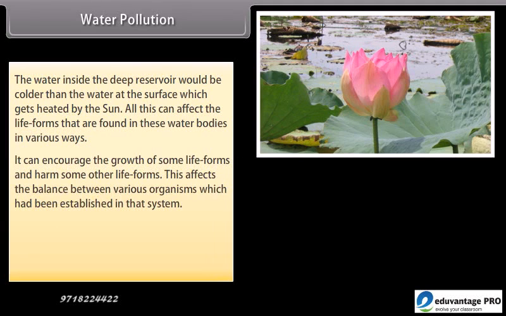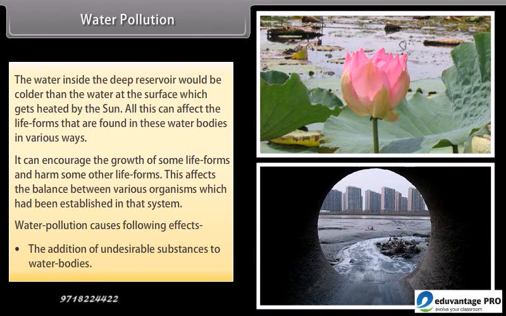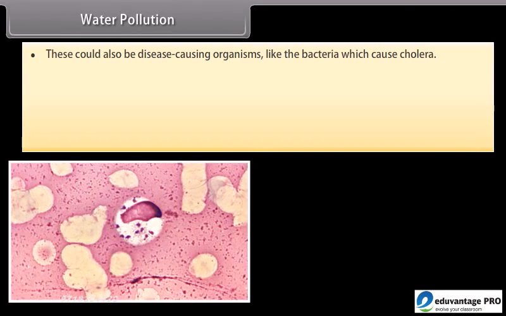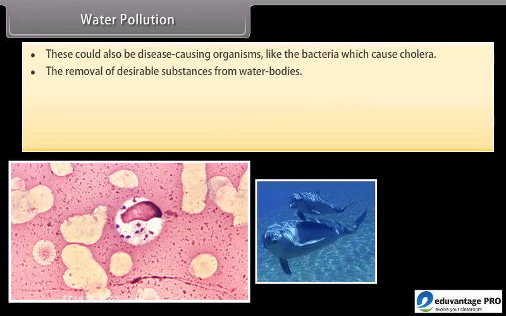It can encourage the growth of some life forms and harm some other life forms. This affects the balance between various organisms which had been established in that system. Water pollution causes the following effects: the addition of undesirable substances to water bodies. These could also be disease-causing organisms like the bacteria which causes cholera. The removal of desirable substances from water bodies.